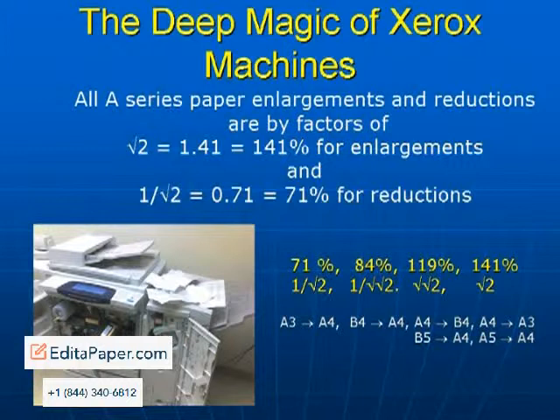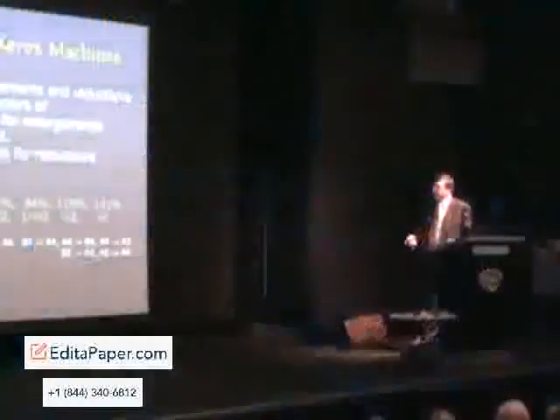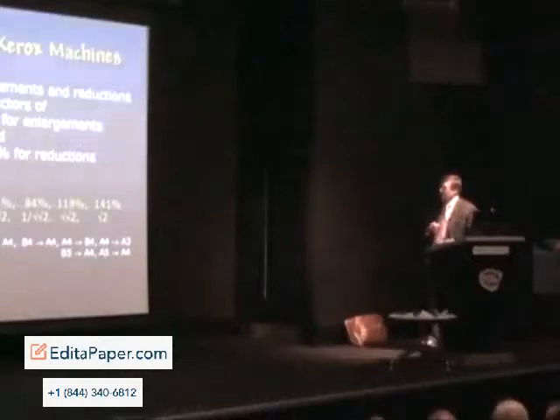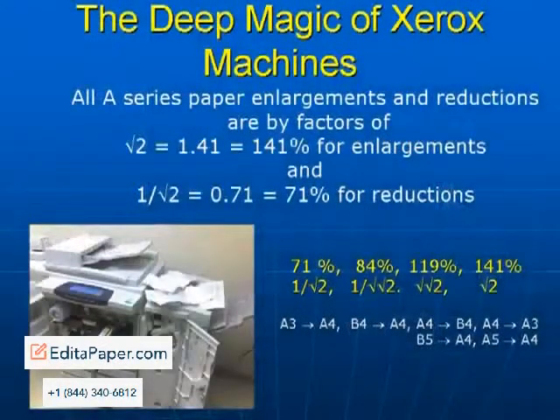Sorry, I think that's supposed to, yes. And if you then go up square root of 2, 119%. If you just have an enlargement by root 2, it's 141. So what these correspond to, this is the reduction that takes you from A3 to A4. This would be the one that takes you across from B4 to A4, and this takes you from A4 to B4, or B5 to A4, and this enlargement here, A4 to A3, A5 to A4.